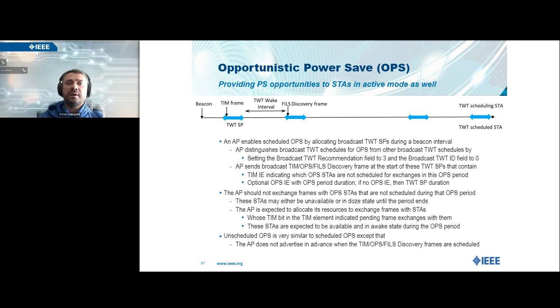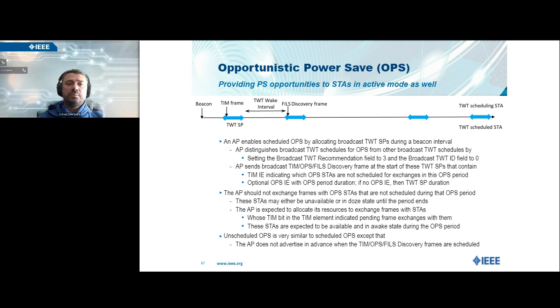And this is signaled by essentially using a field in the broadcast TWT element of the beacon. You set it to 3 and the broadcast TWT ID field to 0 to indicate that this is an opportunistic power save schedule. Broadcast TWT ID field equal to 0 indicates a broadcast schedule. And this recommendation field specifies this particular functionality, which is opportunistic power save, or let's say scheduled opportunistic power save.